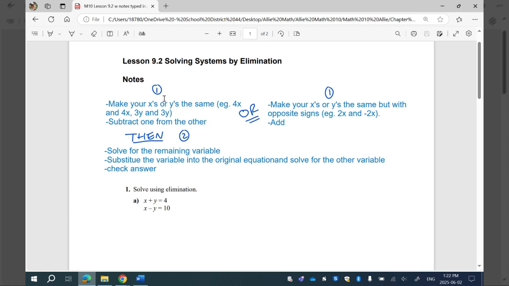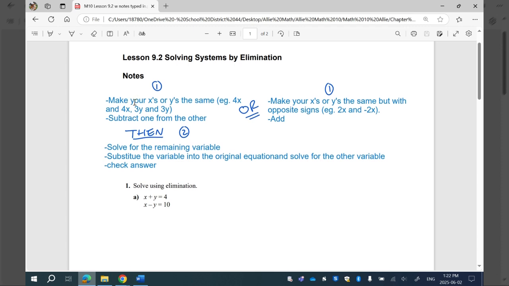So there's two ways to do the first step. You can either make your x's or your y's the same. So make them both into a 4x and a 4x, for example, or an x and an x, or a 3y and a 3y or whatever. And then you can subtract one of your linear relations from the other.